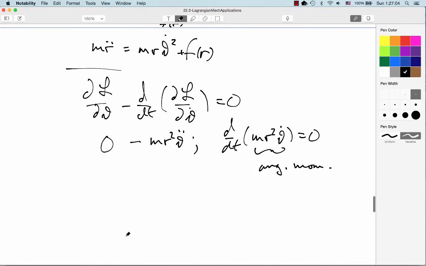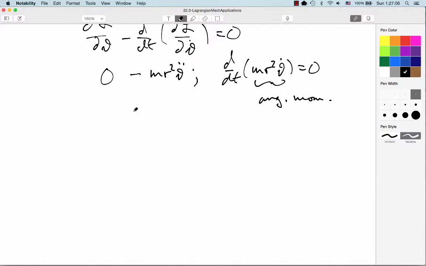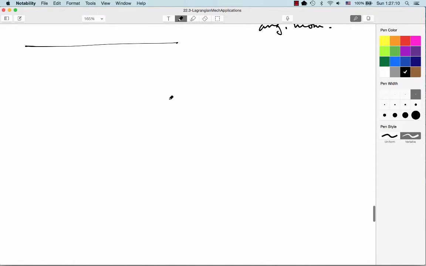Okay, let's bang off just one more, and then we'll call it. So let's do a double Atwood's machine. We're just going to set it up.